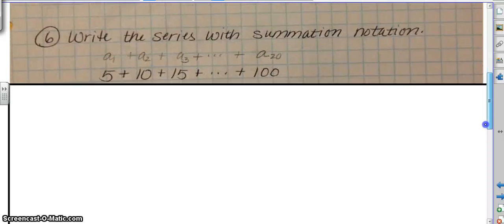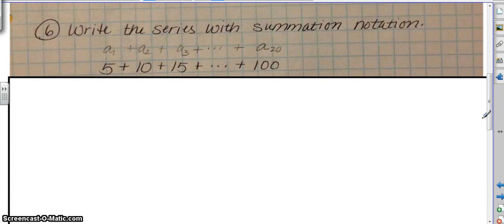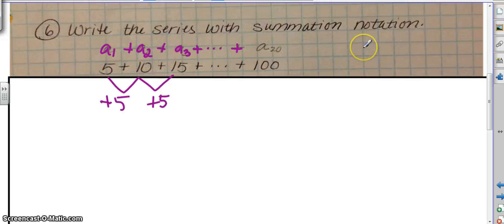Now I can write a series with summation notation. What I need to notice here is that I'm going up by 5. Again, I'm going up by 5. I'm going to continue to go up by 5 until I get to 100. Now, 5 represents my first term, 10 is my second term, 15 is my third term, and I'm adding all of these, and I'm going to continue to add until I finally get to 100, which would be my 20th term.